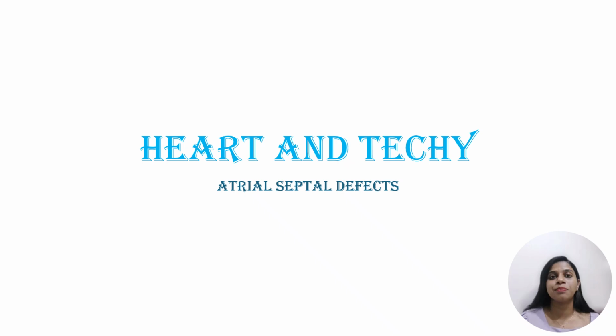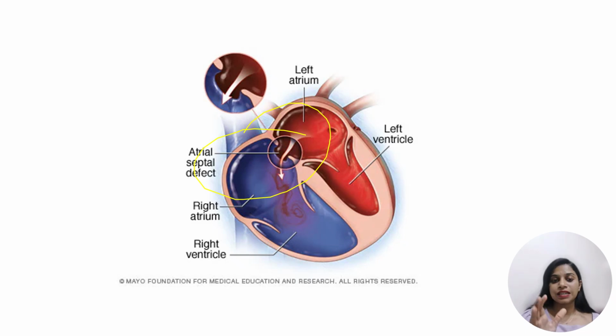So in this video mainly we are going to discuss atrial septal defects. You can see in this picture, these are the right heart chambers and this is the left heart chambers. This is the interatrial septum and this will be the interventricular septum. You can see there is a small hole or a gap in the interatrial septum, that is in between the two atria. So this is an ASD, atrial septal defect.